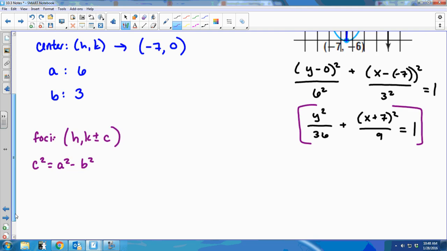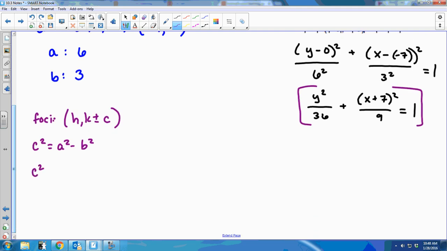Okay? So we fill that out. C squared equals 36 minus 9, right? 6 squared minus 3 squared. So c squared equals 27. And c is the square root of 27, or 3 square root of 3. I really don't care which version you have, as long as it's not a decimal. Questions about how I found c?